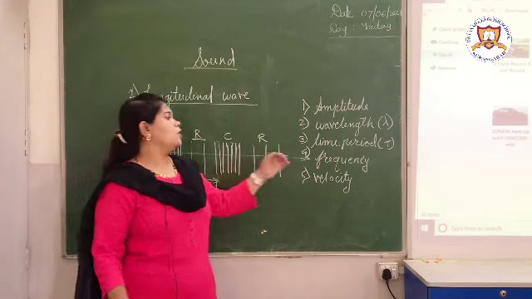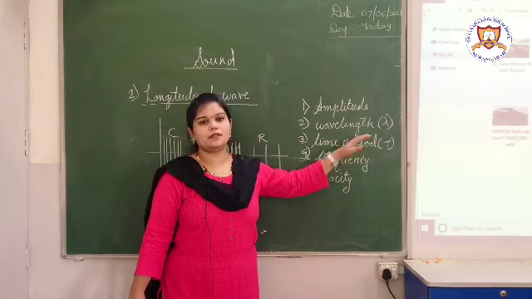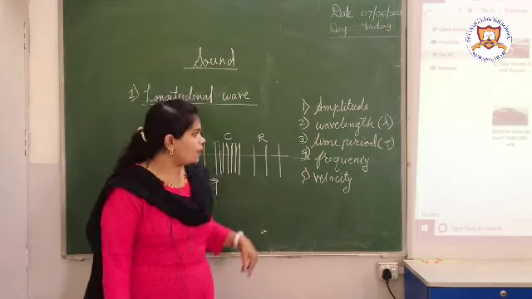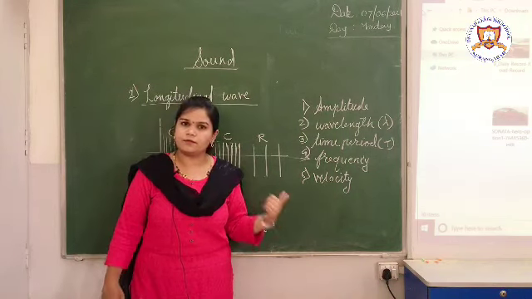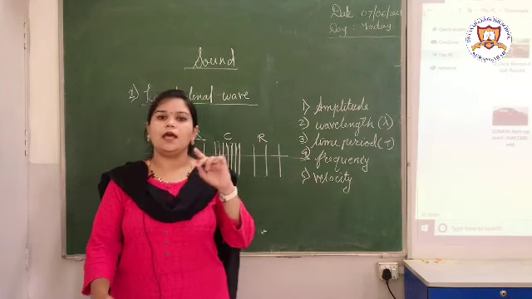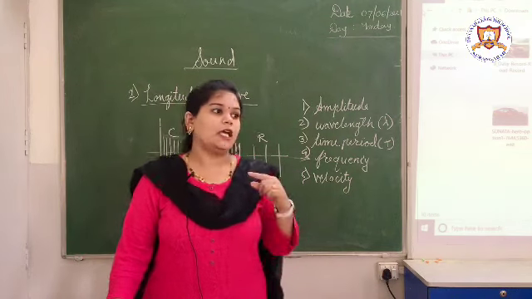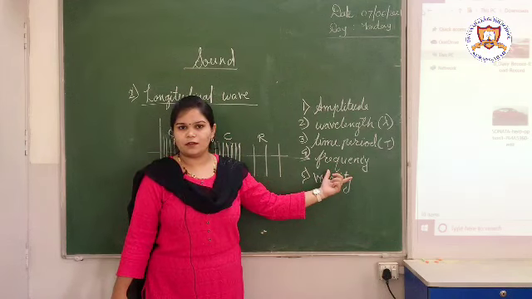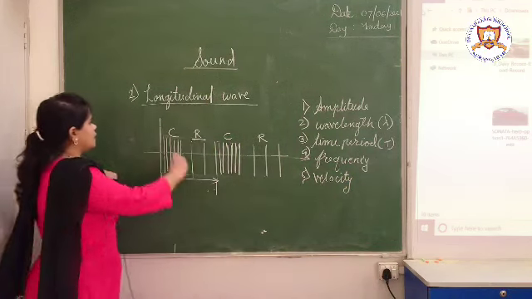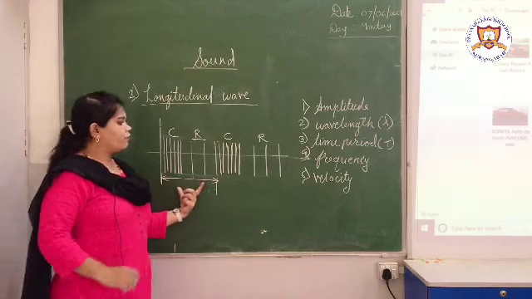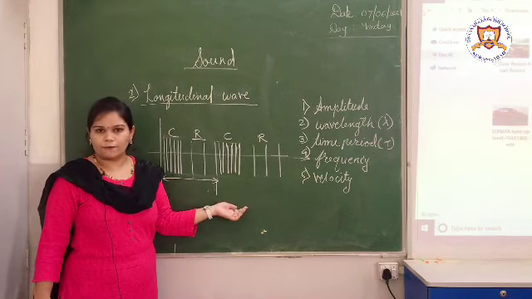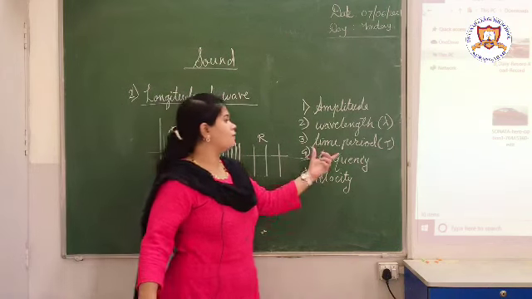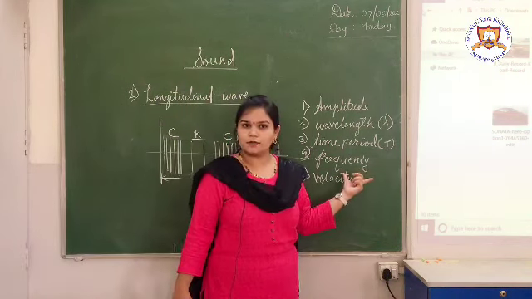The parameter on which the frequency depends is the time period. In 1 second, how many cycles get completed? That means how many compressions and rarefactions get completed in 1 second is nothing but the frequency. Suppose here in 1 second this wave completes 5 cycles. So we can say the frequency is 5 Hertz.